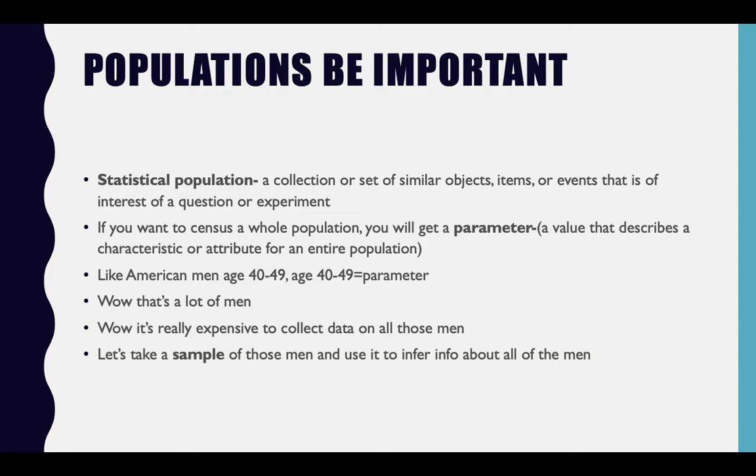Populations are pretty important in statistics. So a statistical population is a collection or set of similar objects, items, or events that is of interest to a question or experiment. So, for example, if you want to census a whole population, you'll get a parameter, a value that describes a characteristic or attribute for an entire population. Let's have American men aged 40 to 49 be our example statistical population. The age is a parameter, I believe, as well as the sex.